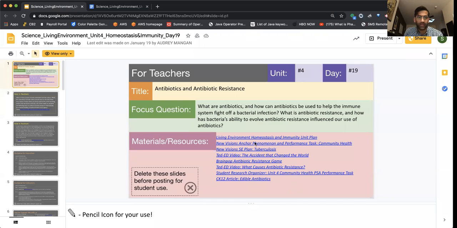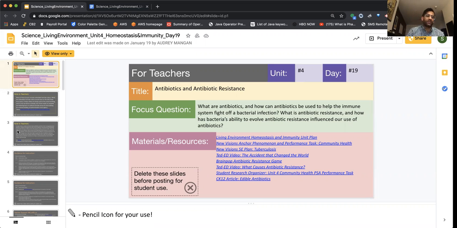So the lesson specifically is antibiotics and antibiotic resistance. We want to know what antibiotics are, how they can be used to help the immune system fight off a bacterial infection, and then what is antibiotic resistance, and how is bacteria's ability to evolve antibiotic resistance influenced by our use of antibiotics.